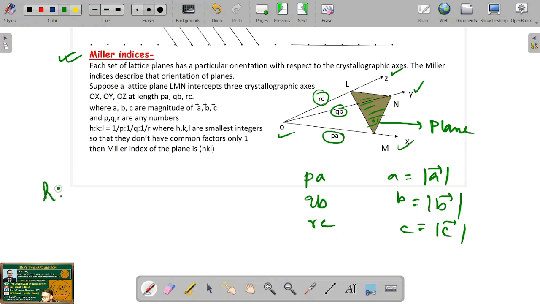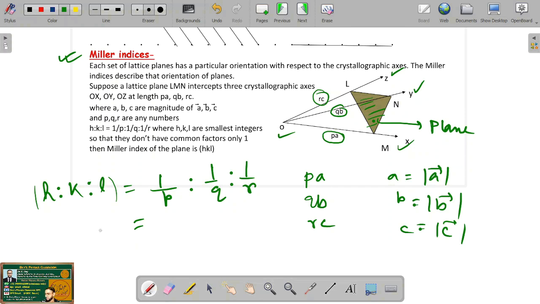H is to K is to L, we can write it as 1 by P is to 1 by Q is to 1 by R, where P, Q, R are three numbers such that the ratio 1 by P is to 1 by Q is to 1 by R should be such that they don't have any common factor other than 1. That means the ratio H is to K is to L should be such that there is no common factor other than 1.